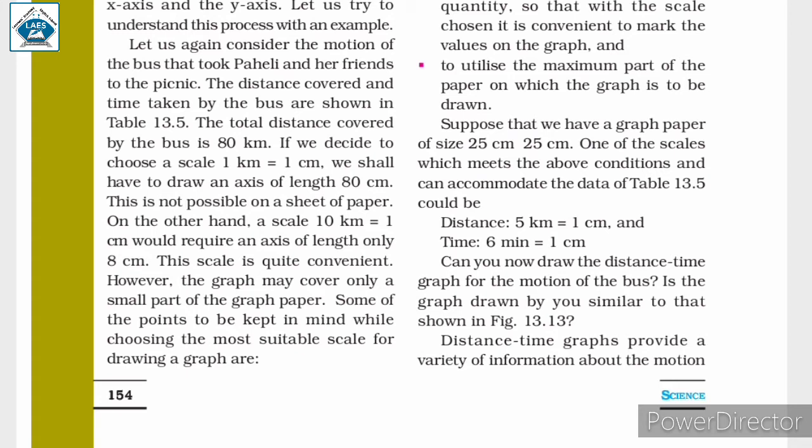And we are also asked whether the graph we draw is similar to the graph shown in figure 13.13. The answer is yes. You can try drawing this graph on your own, and when you do so, then you can observe that this graph drawn by you is similar to the distance time graph shown in figure 13.13.